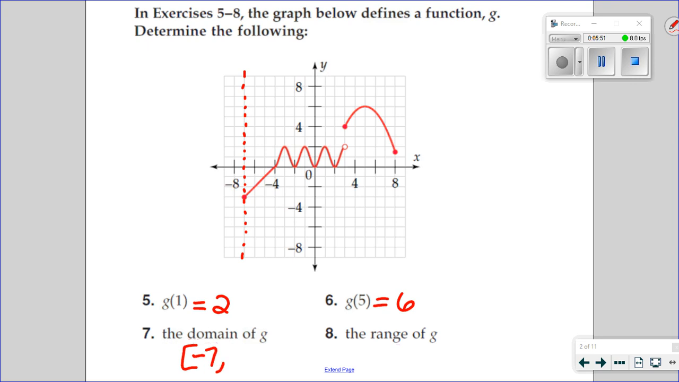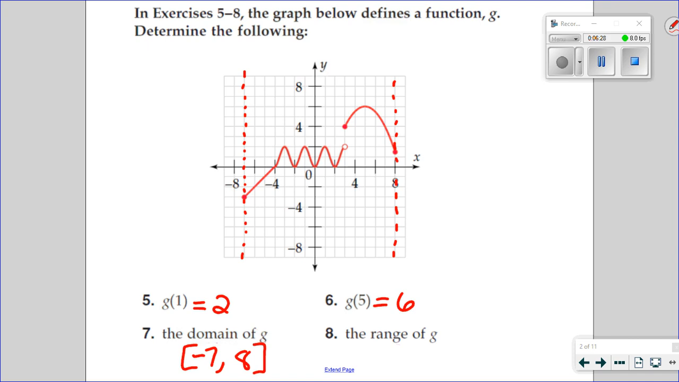And then if I scan my graph, okay, this part of the graph is kind of interesting. There is a break in the graph, but there really is no break in our x values because even though we have an open circle, we have a closed circle right above it, okay? So there really is no break in our x values. So I could actually just keep going from -7, and it looks like my x values stop at 8. And again, I'm using a bracket because of the closed circle.